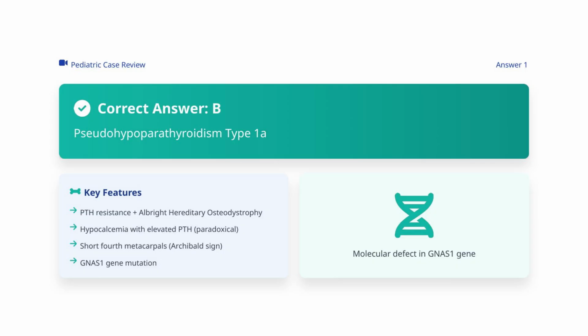The correct answer is B, pseudohypoparathyroidism type 1A. This condition features parathyroid hormone resistance combined with Albright hereditary osteodystrophy. Patients demonstrate hypocalcemia despite elevated parathyroid hormone, creating a paradoxical laboratory picture. The shortened fourth metacarpals, known as Archibald sign, are pathognomonic. This results from mutations in the GNAS1 gene, causing end organ resistance to parathyroid hormone. Physical features distinguish it from other hypocalcemic disorders.